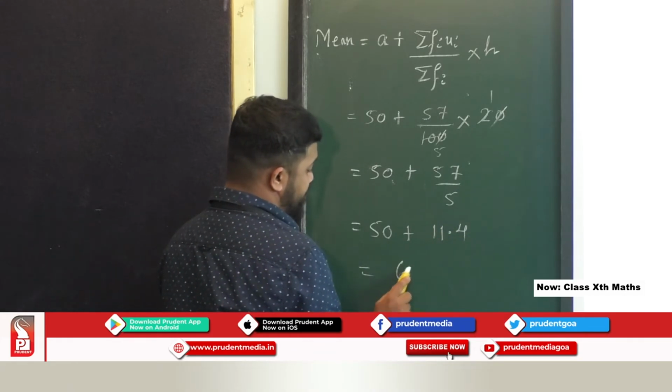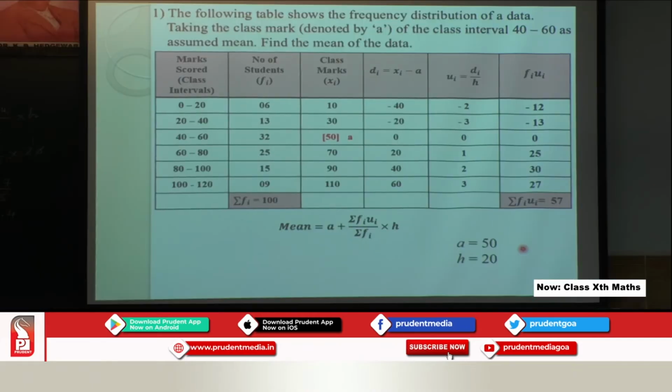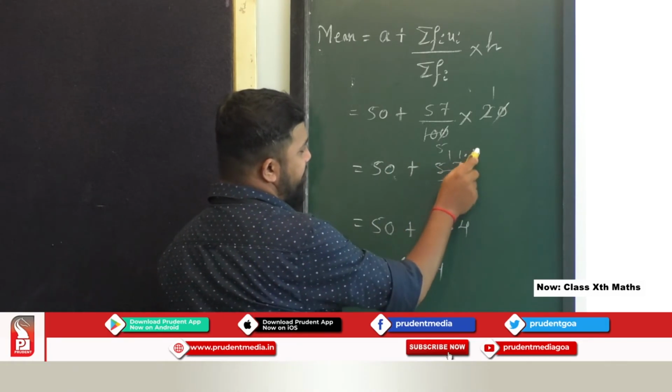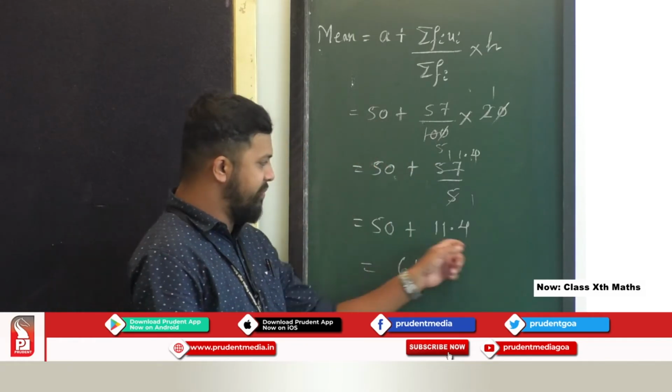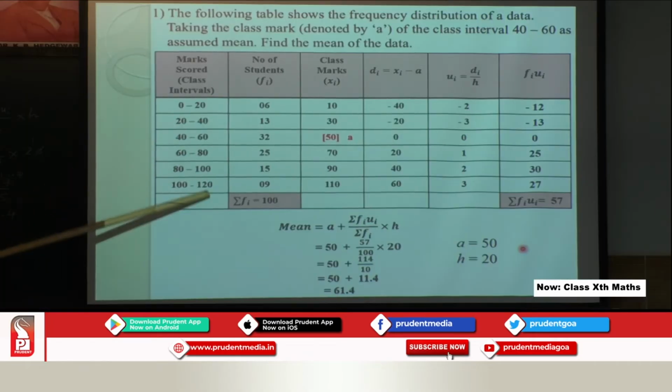Add 50, you get 61.4. So this is your answer for the mean, 61.4. Clear? If you don't know how to divide this, it's very easy. You see, 5 ones are 5, again 5 ones are 5, then the point will come, 20, 5 fours are 20. So 11.4. Add both the numbers, you will get 61.4. Again, your answer will lie between 0 and 120. It cannot go beyond 120. So this is how to get the mean by using the step deviation method.